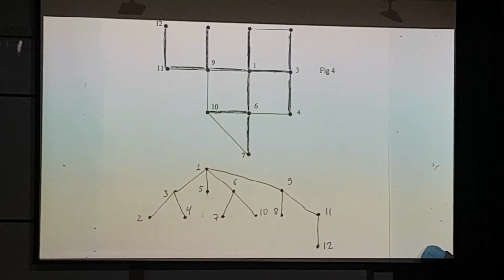Any questions on this algorithm? All clear? Yeah. Okay.